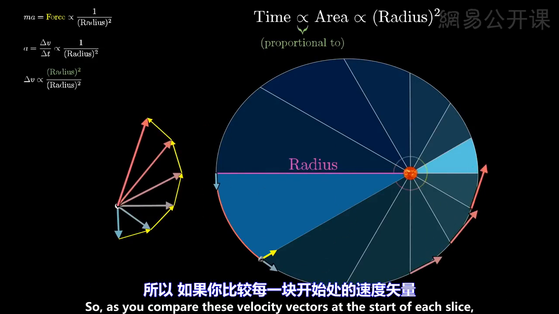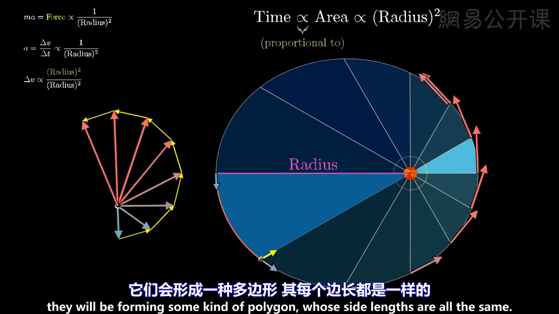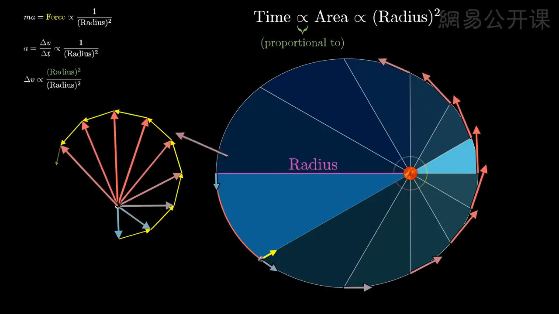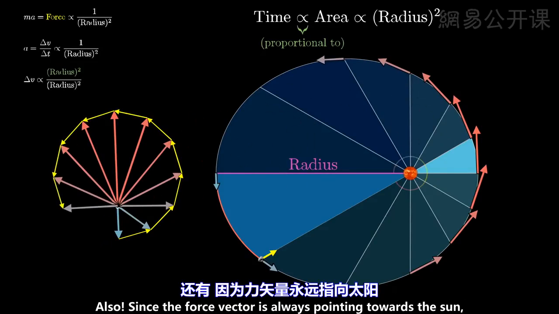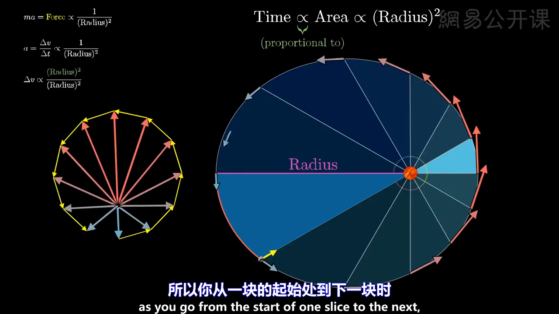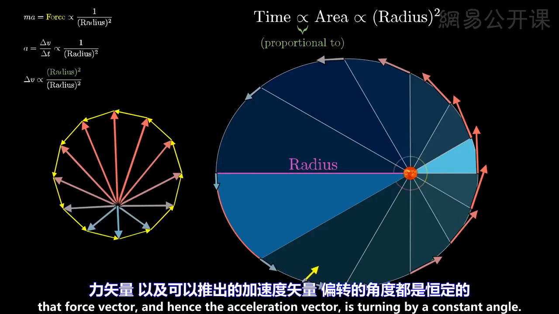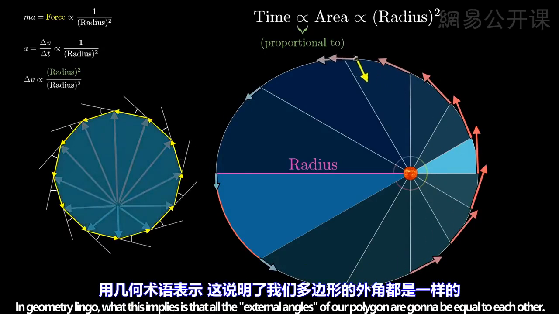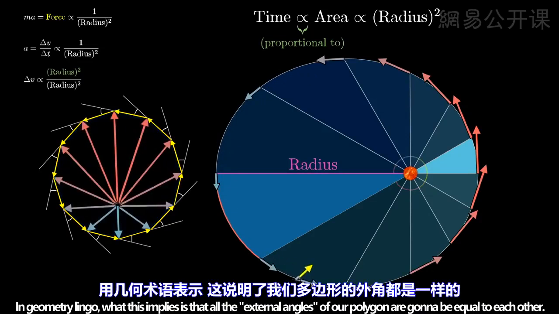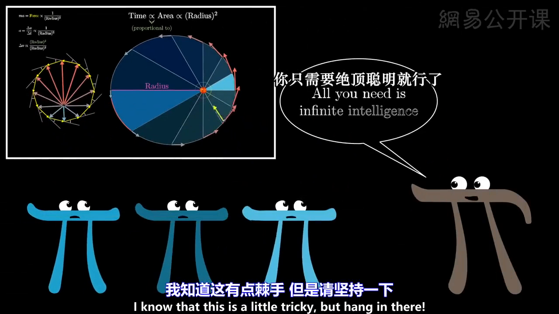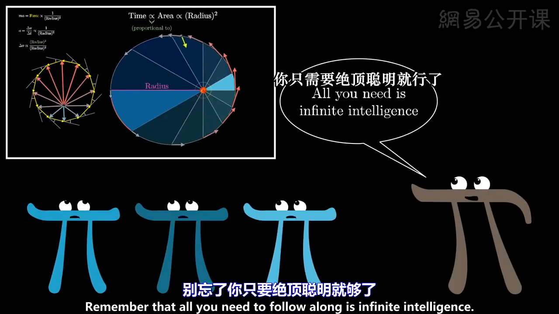So as you compare these velocity vectors at the start of each slice, they'll be forming some kind of polygon whose side lengths are all the same. Also, since the force vector is always pointing towards the sun, as you go from the start of one slice to the next, that force vector, and hence the acceleration vector, is turning by a constant angle. In geometry lingo, what this implies is that all the external angles of our polygon are going to be equal to each other. I know that this is a little tricky, but hang in there. Remember, all you need to follow along is infinite intelligence.